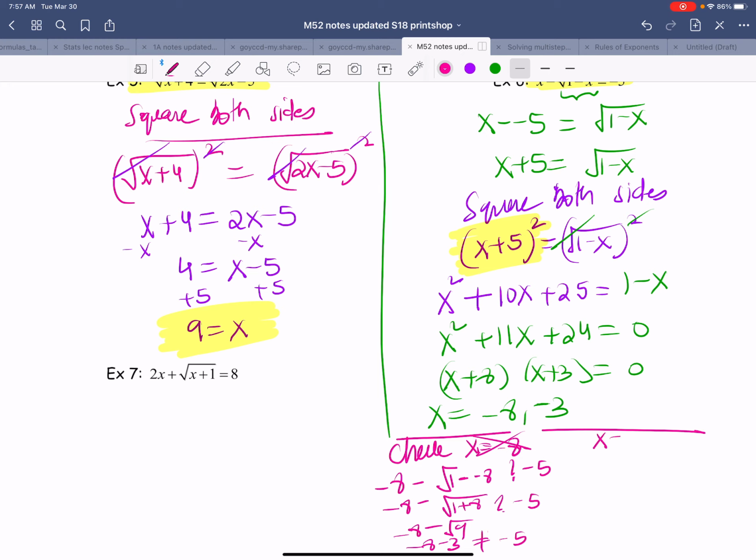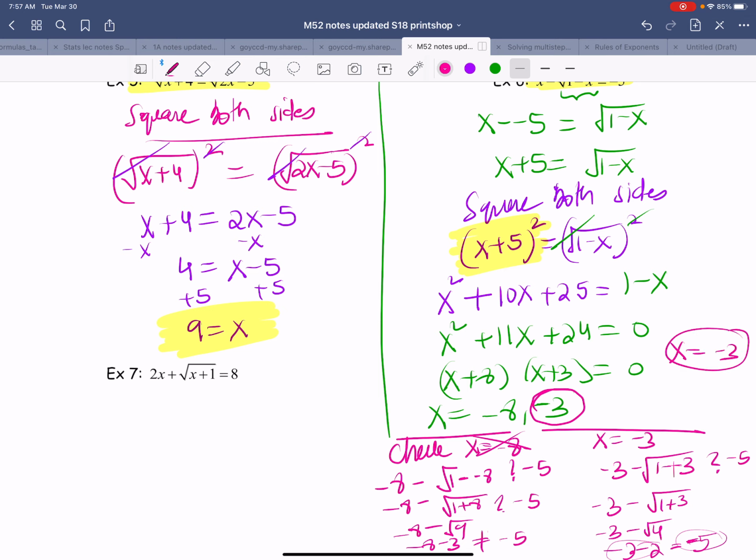How about checking x equals negative 3? That would be negative 3 minus square root of 1 minus negative 3. Is that equal to negative 5? Negative 3 minus square root of 1 plus 3, because two negatives make a positive. That's negative 3 minus square root of 4, negative 3 minus 2. Yes, that is equal to negative 5. So both left and right hand side are equal in this case. So only negative 3 is a solution. x equals negative 3 is a solution.